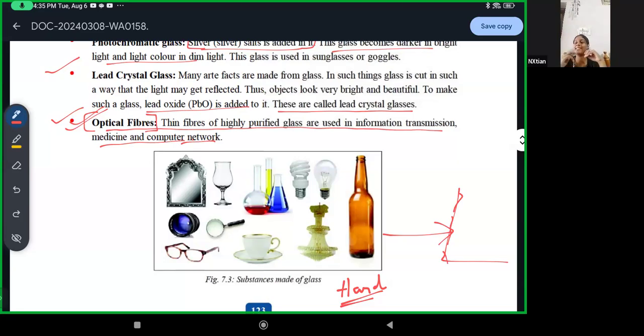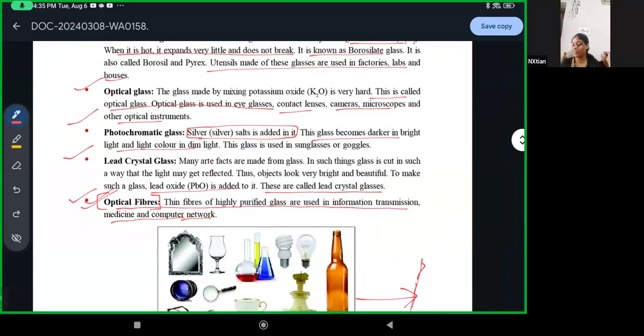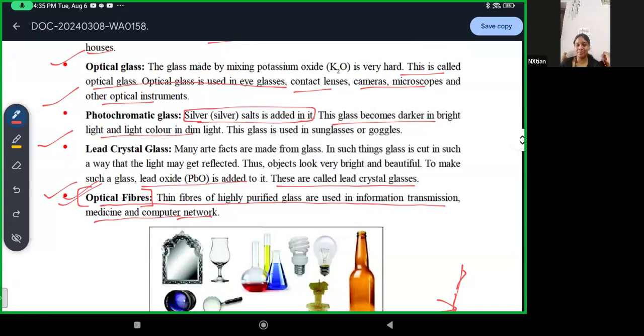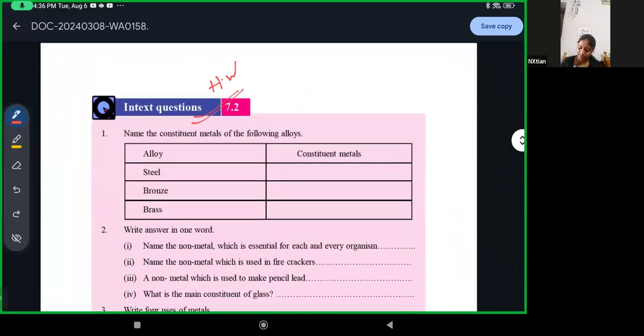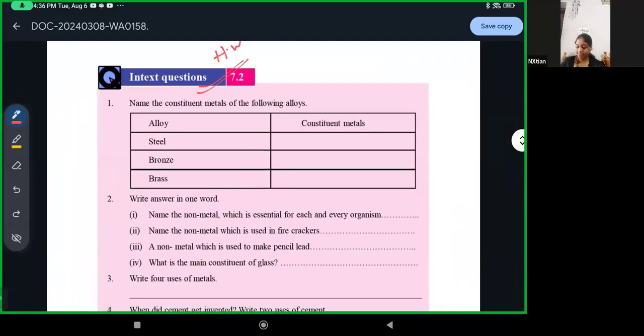So what's the exact composition of bulletproof glass? I'll look at it and let you know. What components are mixed to form bulletproof glass? That I'll share. So that's all for today, guys, and we will continue this portion tomorrow.